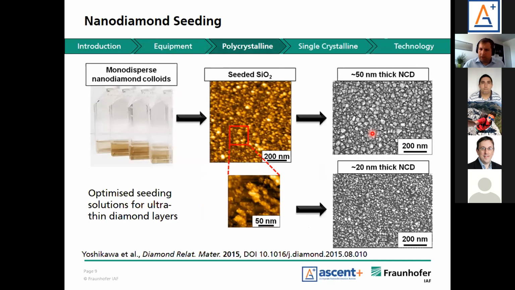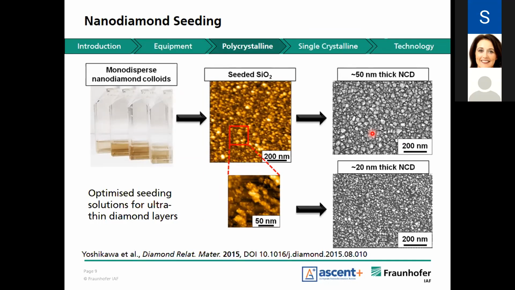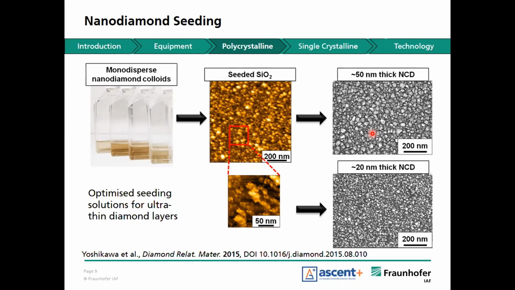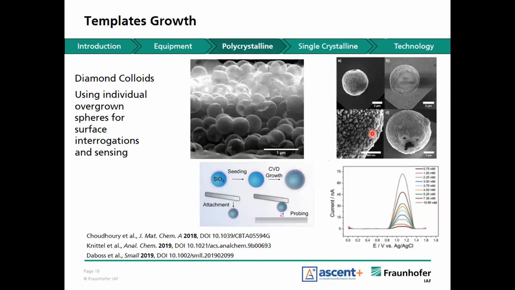This has been done by a colleague of mine already almost 6 years ago, and we're still using this process for very thin coatings with polycrystalline diamond. For thick polycrystalline diamond, there are also other approaches, but this will give you very thin layers that are pinhole free. And it also gives you an additional opportunity that you can do templated growth and overgrow three-dimensional structures, as it has been done here.